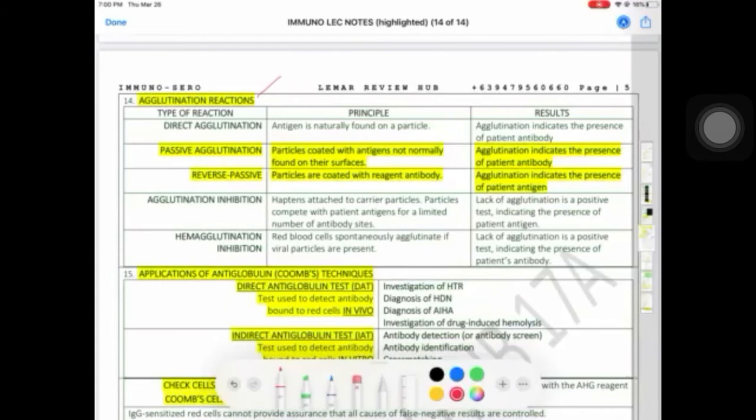Be sure ma-differentiate po natin ang passive from reverse passive agglutination. Pag sinabing passive at reverse passive agglutination, ito po yung type of agglutination na gumagamit ng carrier particle. Pag sinabing passive agglutination, yung carrier particle ay nakakoat with an antigen. Pag sinabing reverse passive naman, yung carrier nakakoat with an antibody. Passive agglutination, carrier particles are coated with an antigen. Therefore, agglutination will occur in the presence of the corresponding antibody.